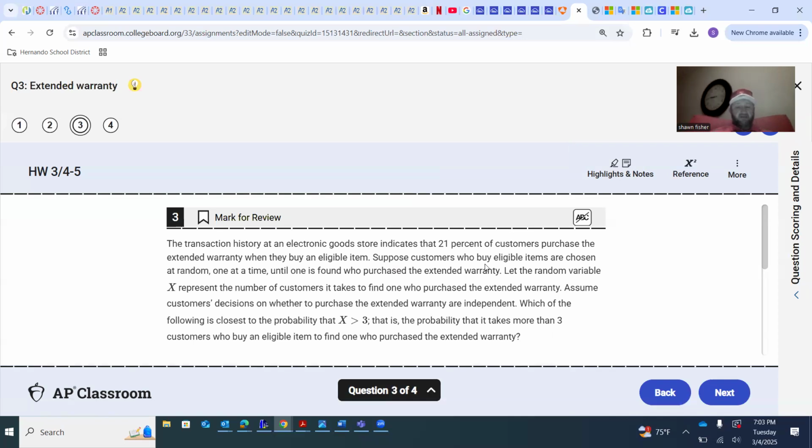21% of customers purchase an extended warranty. A customer wants to buy eligible items.